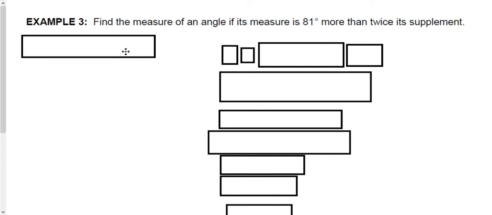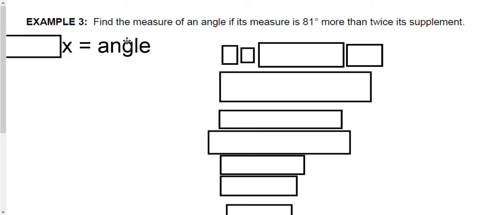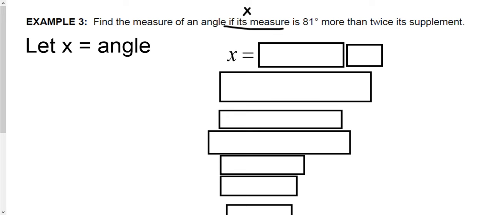Example 3. You can pause it, try it by yourself before I do it, see if you get it right. See if you set that equation up correctly first, and then maybe check mine. All right, find the measure of an angle. Let's let that angle be x. If its measure, which means the angle, which is x, is equal to 81 more than something. 81 more means I'm adding 81.